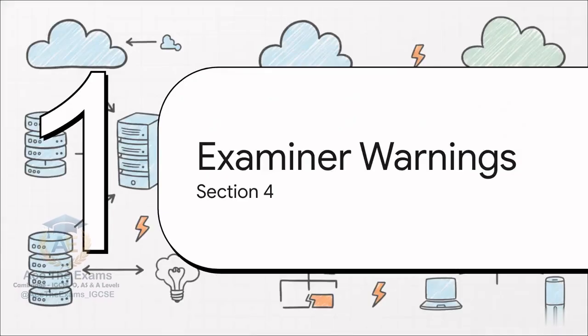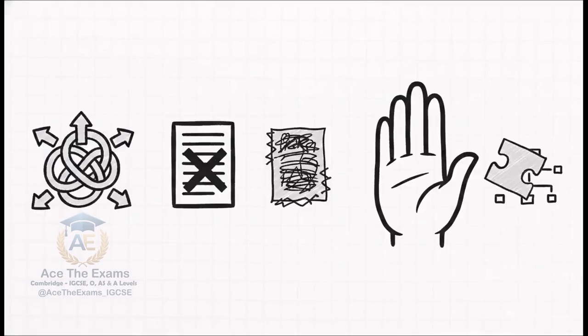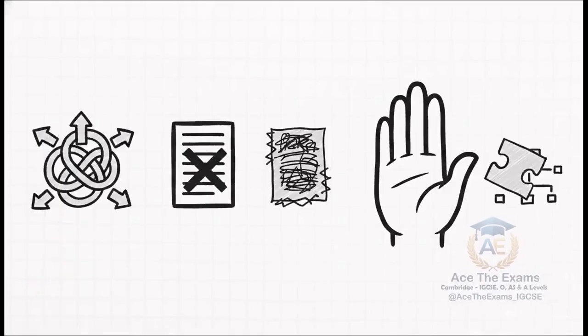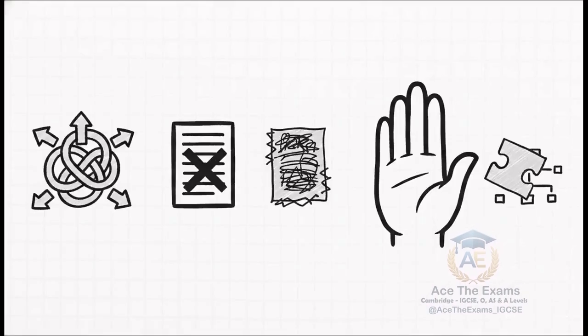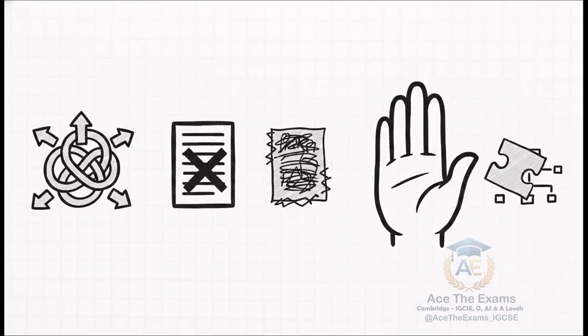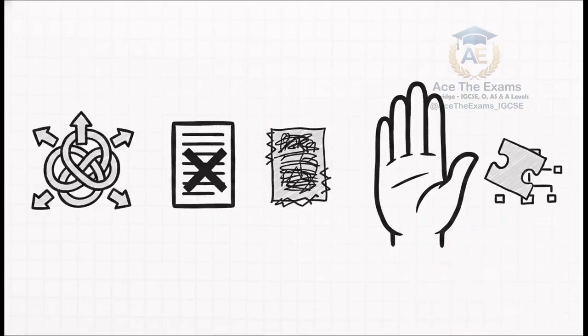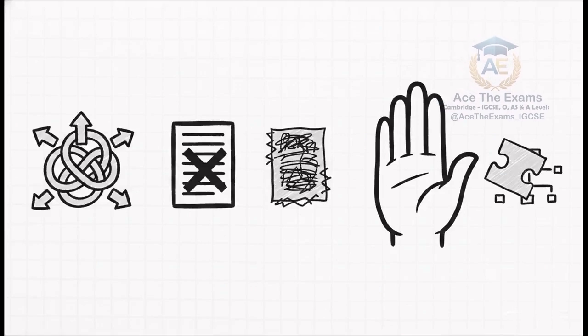All right, Section 4, Critical Examiner Warnings. We've built up your strategy, so now let's look at the top 3 ways students accidentally throw away their hard-earned marks. First up, confusing cause and effect in packet transmission. For example, stating that a packet arrives out of order because it has a sequence number. No, that's backwards. You need to correctly state that it needs a sequence number because the varying routes cause it to arrive out of order.